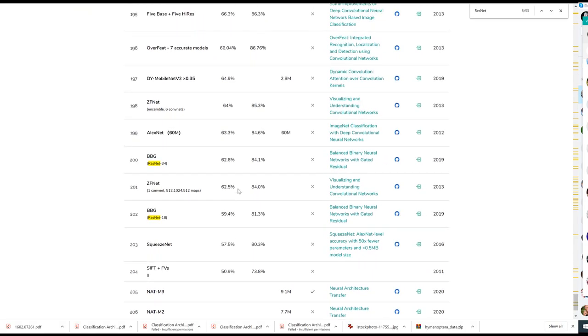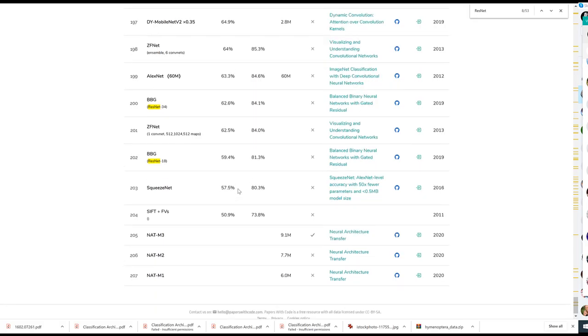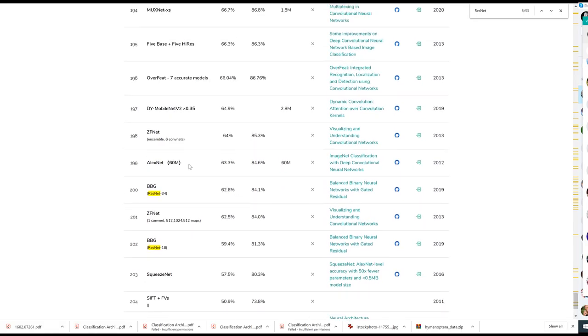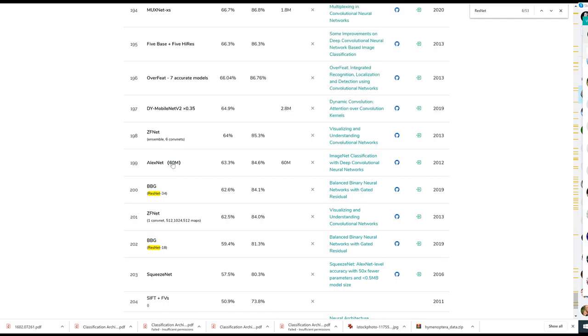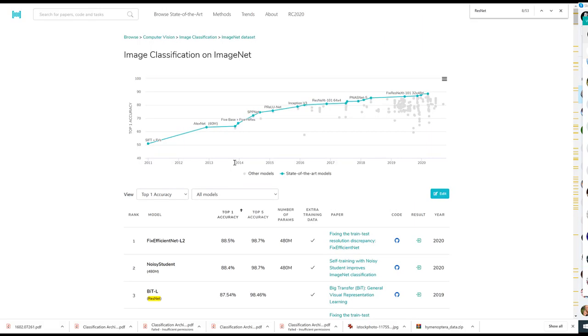Okay, let's go down again. All right, I don't see AlexNet. Okay, but this is where we started. All right, AlexNet. So we see AlexNet. Again, this is probably some version of AlexNet, and that one has 63.3 performance. So we definitely can see that architecture has come a very long way since AlexNet.